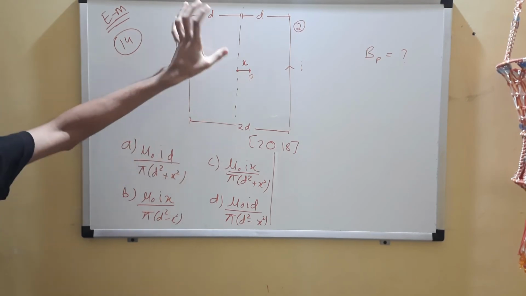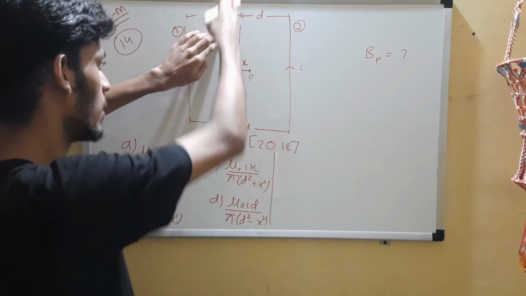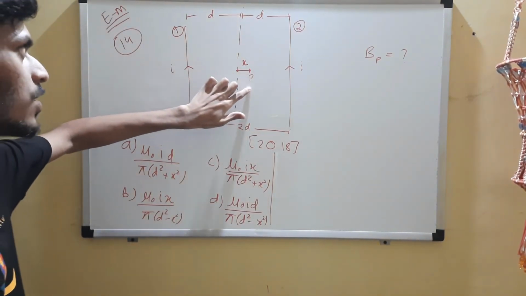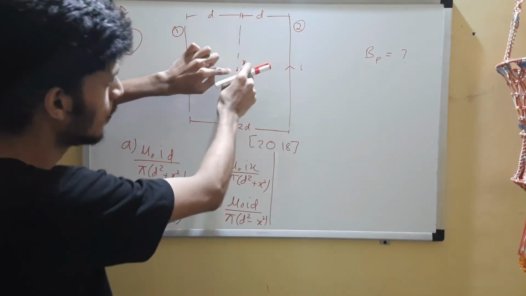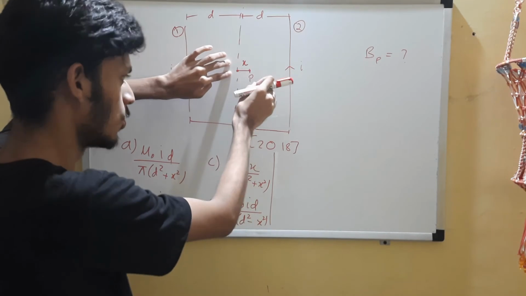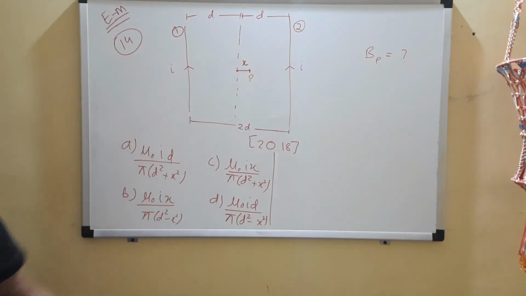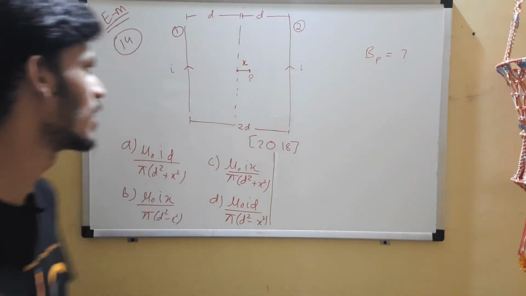Okay, now a midline is drawn. This is D and this is D. So this is the midline over here. You move a distance x from the midline to reach point P. You are supposed to find the magnetic field at point P. Okay, I hope you understood that. So you can pause the video and give this question a try.